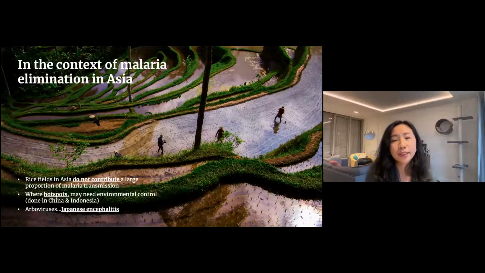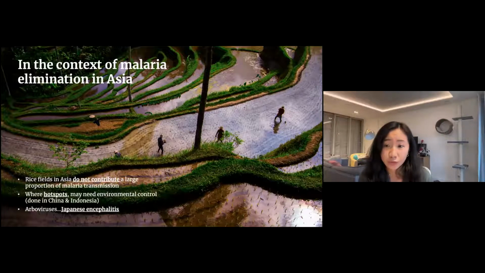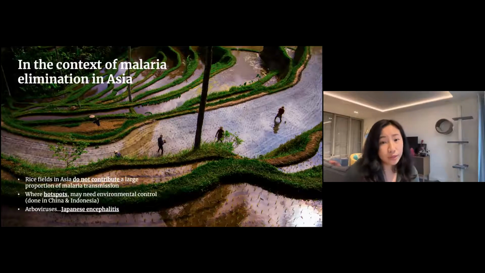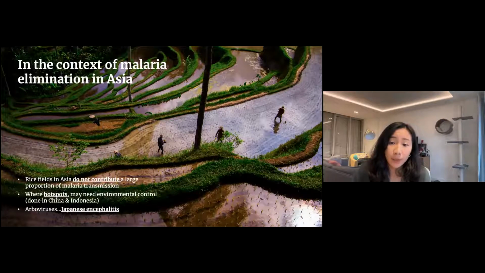And in some places like in India, Anopheles culicifaces may not necessarily breed in rice fields, but pools caused by irrigation nearby do favor their breeding. So environmental control would actually entail more efficient irrigation infrastructure in order to eliminate the standing water to prevent Anopheles culicifaces from breeding. And although rice fields may not be a major threat in Asia in terms of malaria, it does contribute to a lot of arboviral disease transmission, such as Japanese encephalitis, and this should not be ignored.